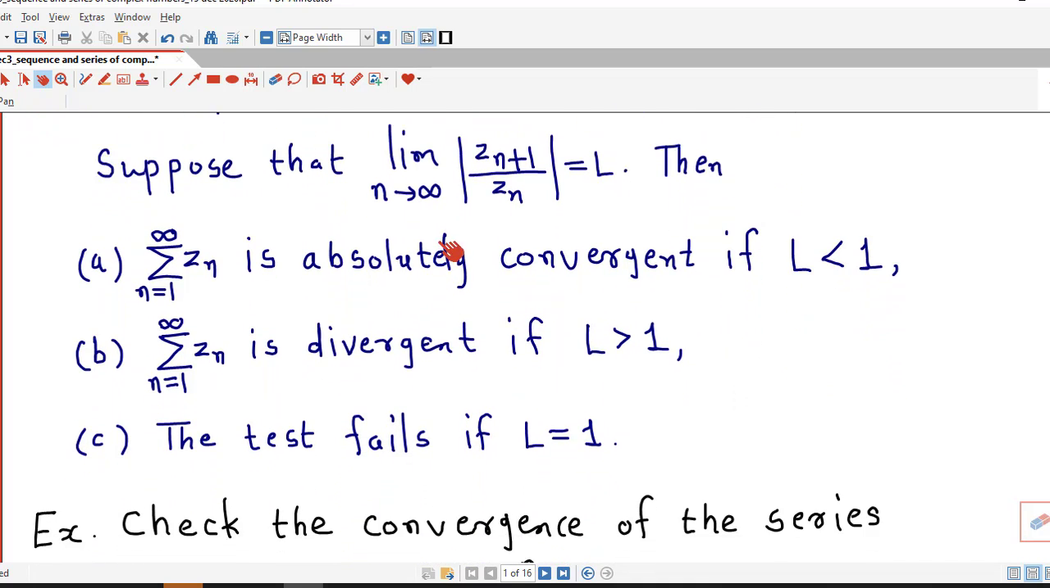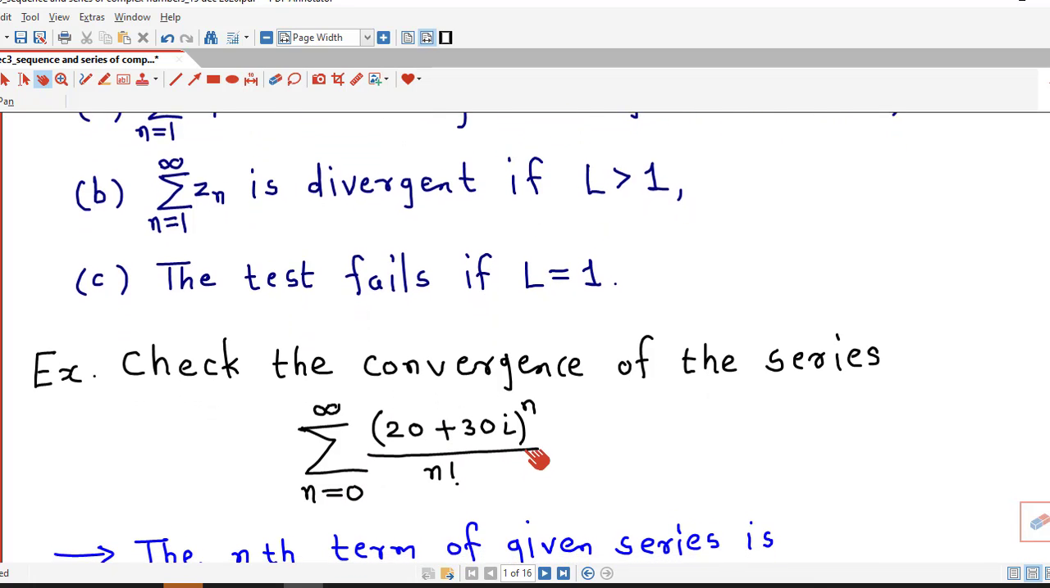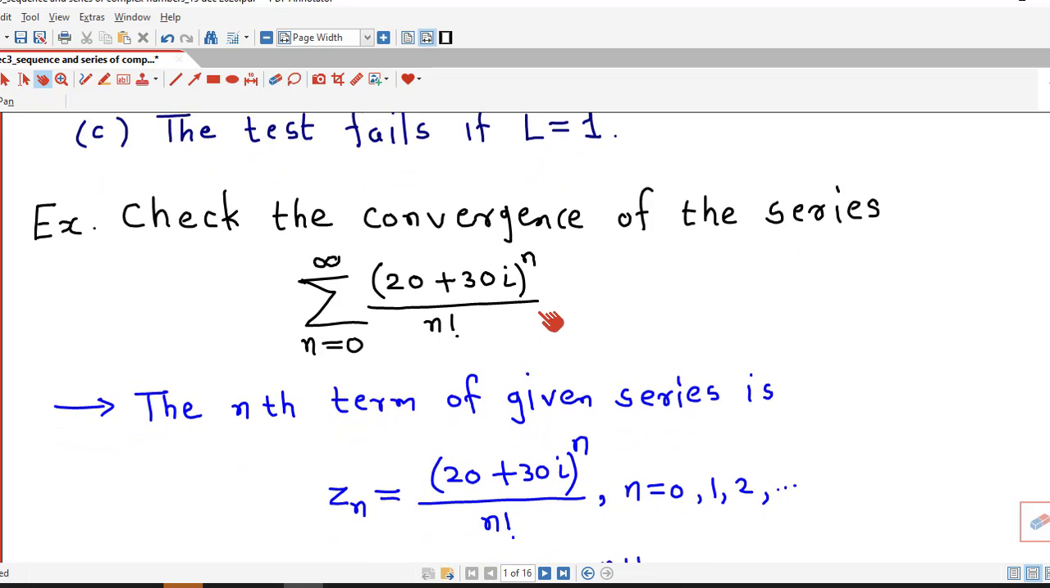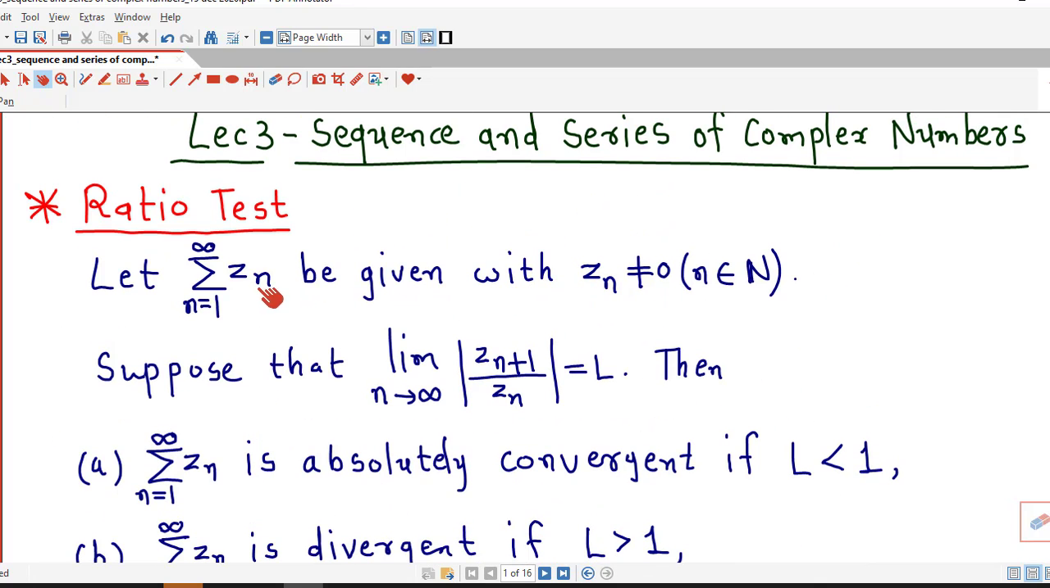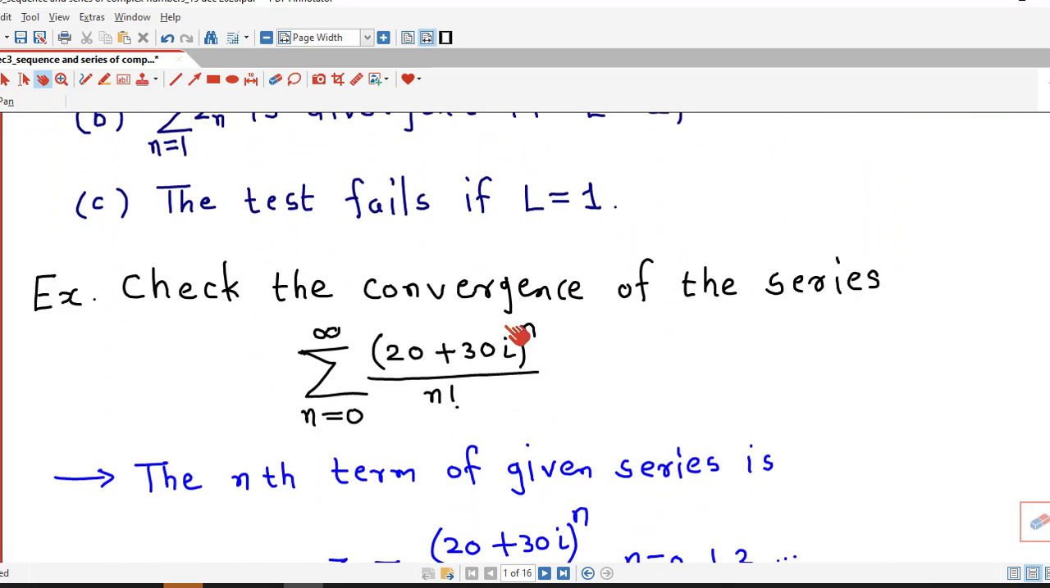So we consider one example. Check the convergence of the series sigma of 20 plus 30i to the power n divided by n factorial, n is from 0 to infinity. For n equal to 0 we will have 0 factorial here, so it is 1. So each term of this complex series is non-zero, so this condition is satisfied. Sigma zn is a complex series with zn not equal to 0 for every n.